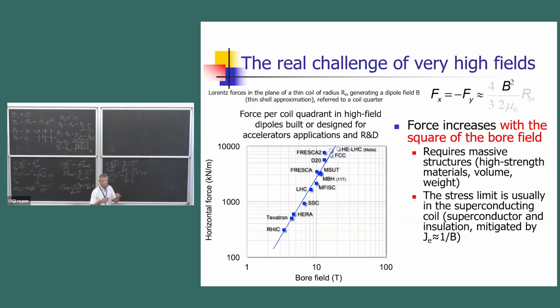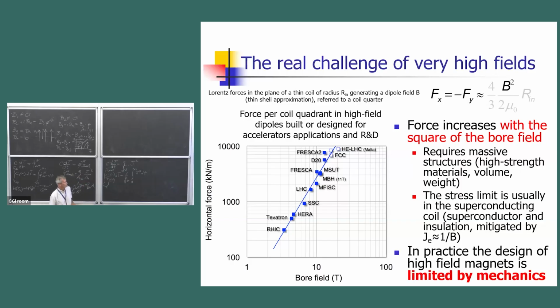And the associated stress is also an issue for the superconductor, because many of these superconductors, especially at high field, are brittle. If you push them, they crack like chalk. So you have to mitigate that, and one way is to make the coil bigger, so decrease the current density, which in principle you don't want to do: more material, spend more. So in practice, the design of high field magnets is limited by mechanics. As much as superconductivity is important, that's the real engineering limit.